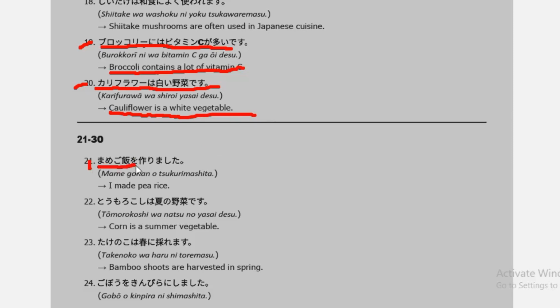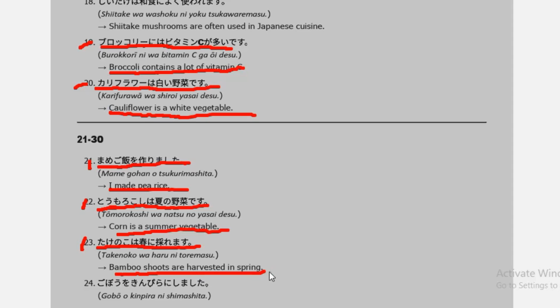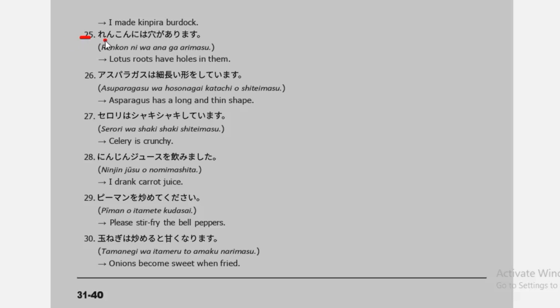The next is mame gohan o tsukurimashita, means I made pea rice. And the next is tomorokoshi wa natsu no yasai desu, means corn is a summer vegetable. The next is takenoko wa haru ni toremasu, means bamboo shoots are harvested in spring. The next example is renkon ni wa ana ga arimasu, means lotus roots have holes in them.